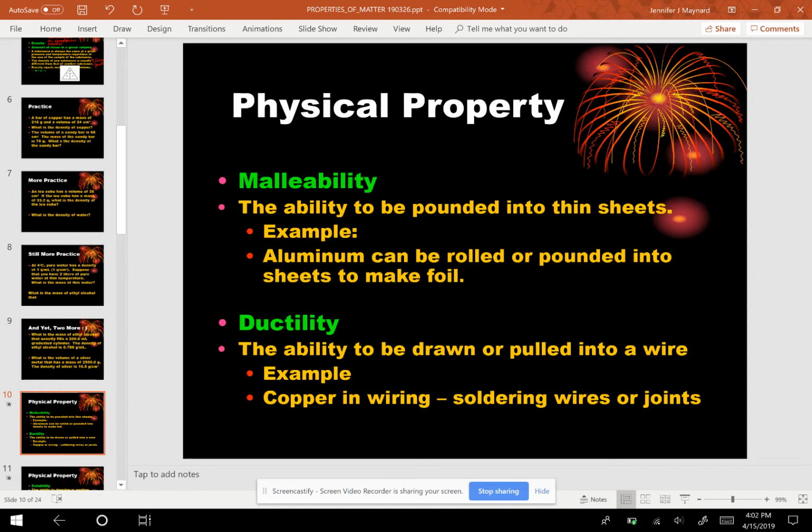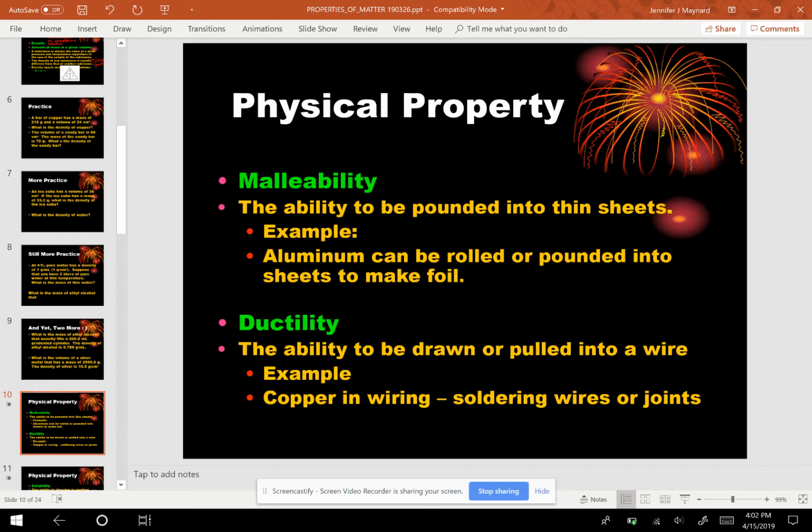Malleability is a big one. Here's one that's coming back from properties of matter. It's the ability to be pounded into thin sheets. For example, aluminum can be rolled and pounded into sheets to make foil. In fact, back in the Middle Ages, they used to take gold and pound it into tiny, tiny thin sheets and put it in sacred books like the Bible, to put gold gilding and gold leaf in the Bible.